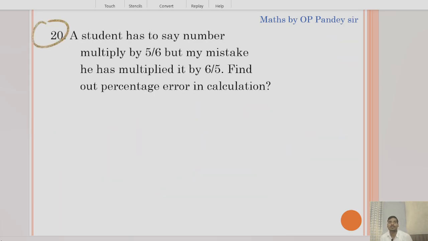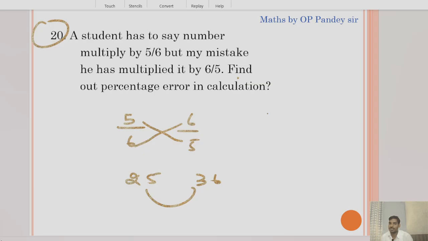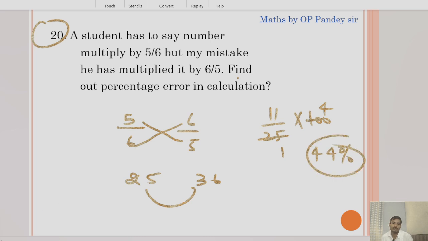Next question, question number 20. A student has to multiply a number by 5 by 6, but by mistake he multiplies by 6 divided by 5. Find out the percentage error in the calculation. Means to say, multiply by 5 by 6, but by mistake he multiplies 6 divided by 5. So this is 25 and this is 36. Error is how much? 11 divided by 25 into 100. 25 one time, 25 four times, this is 44%. 44% error in this question. Correct?